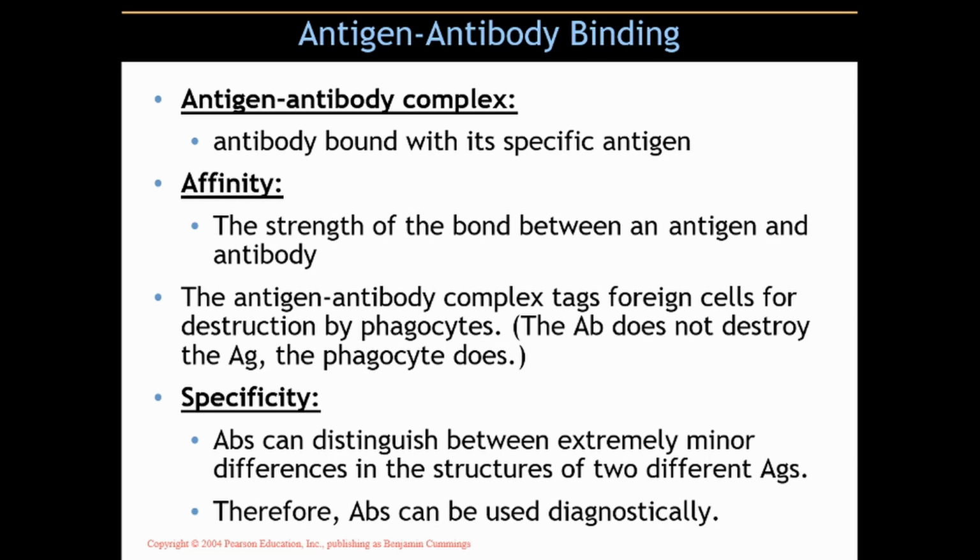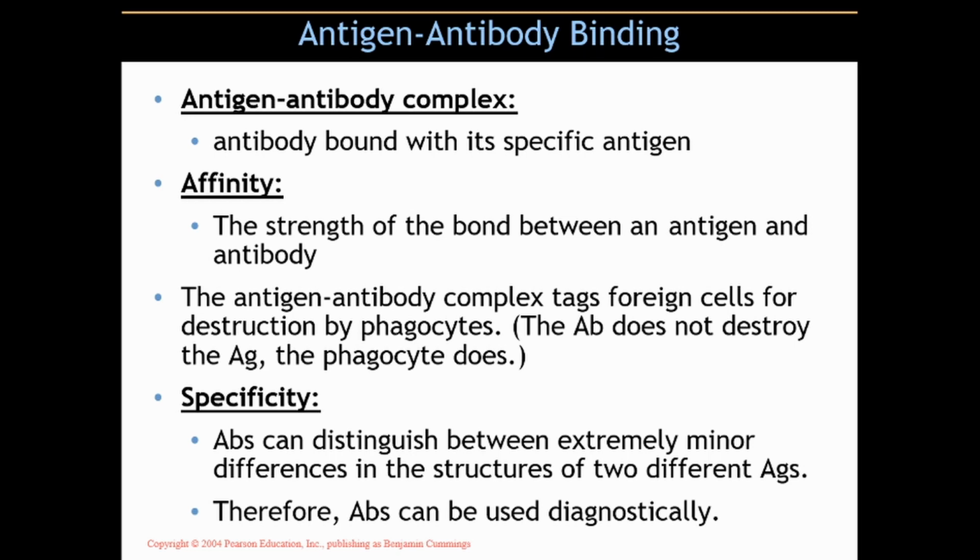The antigen-antibody complex tags foreign cells for destruction by phagocytes, like I mentioned before. And again, it's not the antibody that's doing the destruction, it's the phagocytes. That's what they're designed to do. Just let them eat. But they have to receive a signal to do that. And what signal is sent to them? A whole bunch of signals. But in this case, it's the antibodies, which can initiate a whole other host of signals for the phagocytes to come and eat.